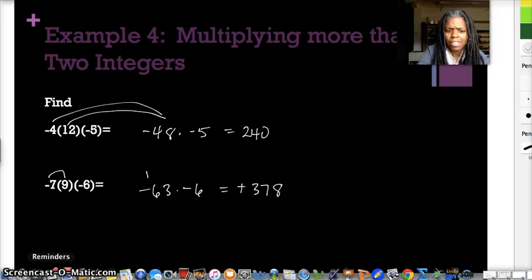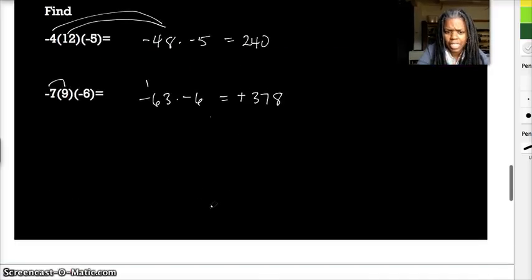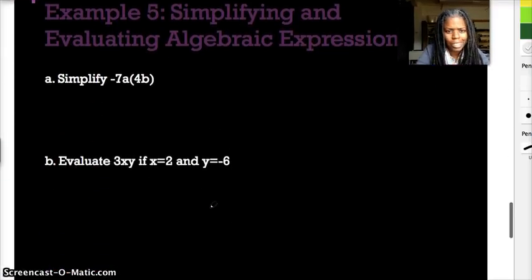All right? I think that might be it for our examples. I'm going to check this next slide and see. Nope, we got one more. Dang nabbit. All right, that's cool.